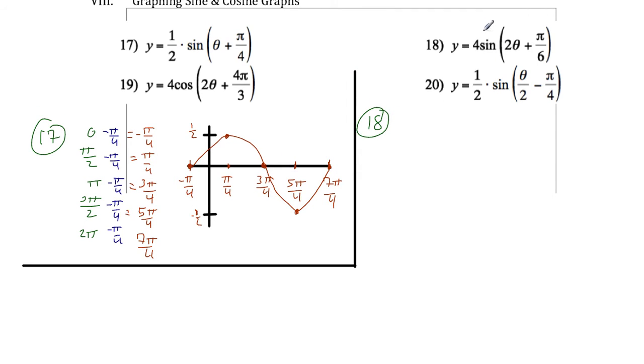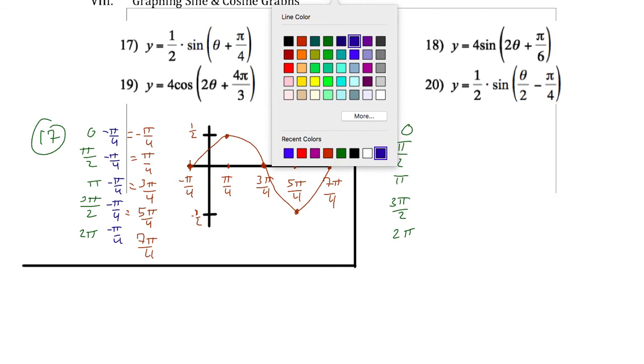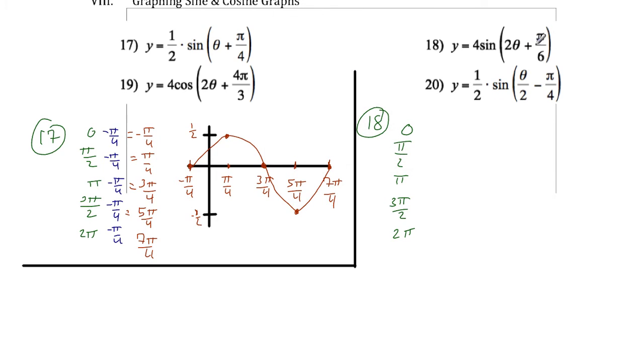All right, now let's look at 18. For 18, the amplitude is 4, and the period is 2 pi over 2, so that's going to be pi. But for us, we're still going to be looking at 0, pi over 2, pi, 3 pi over 2, and 2 pi. And so we are going to do the opposite of what's in here. So first off, we are going to subtract pi over 6.